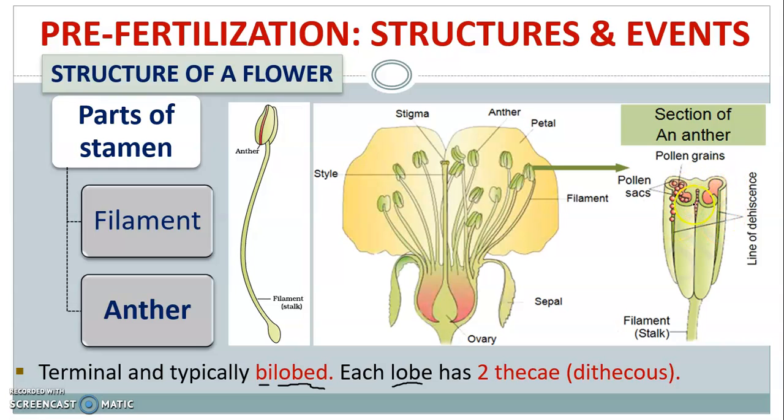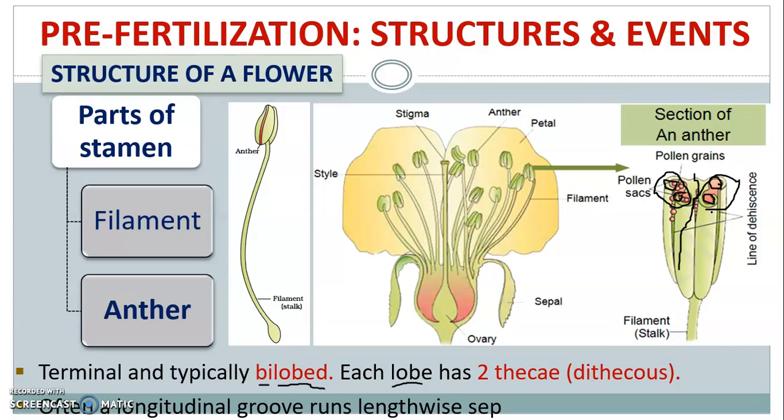So in this diagram you can see this is the first lobe and this is the second lobe. So these are the two lobes, and each lobe, now you can see, has the first theca and second theca, and here is the first theca and second theca. So typically this has a total of four theca, right?